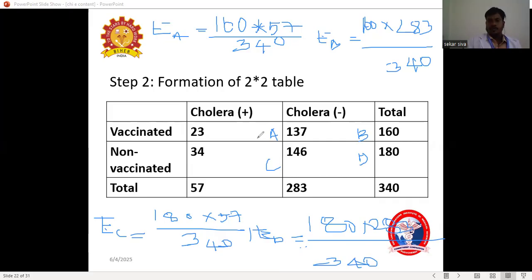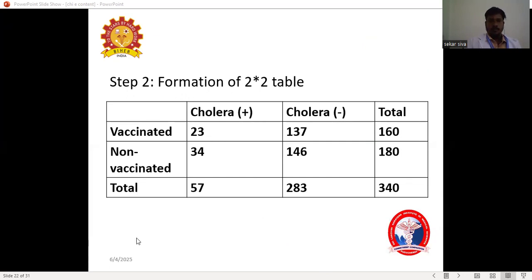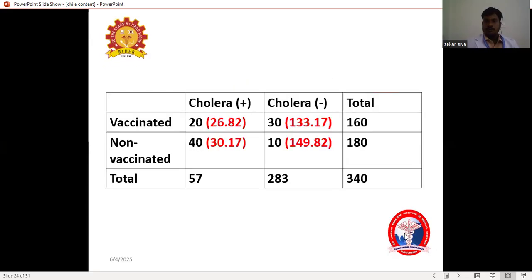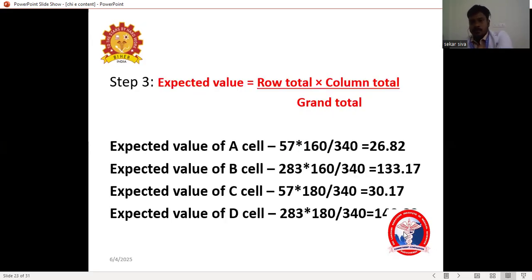Row total into column total divided by grand total. It is how we have to find the expected value. Are we clear about this? I'll move on. So these are the expected values for each cell.